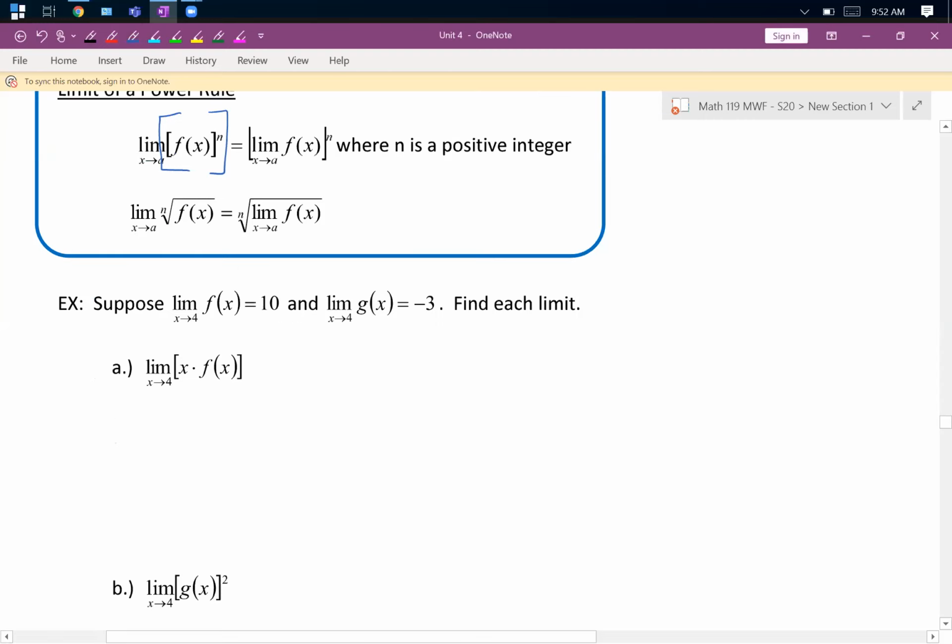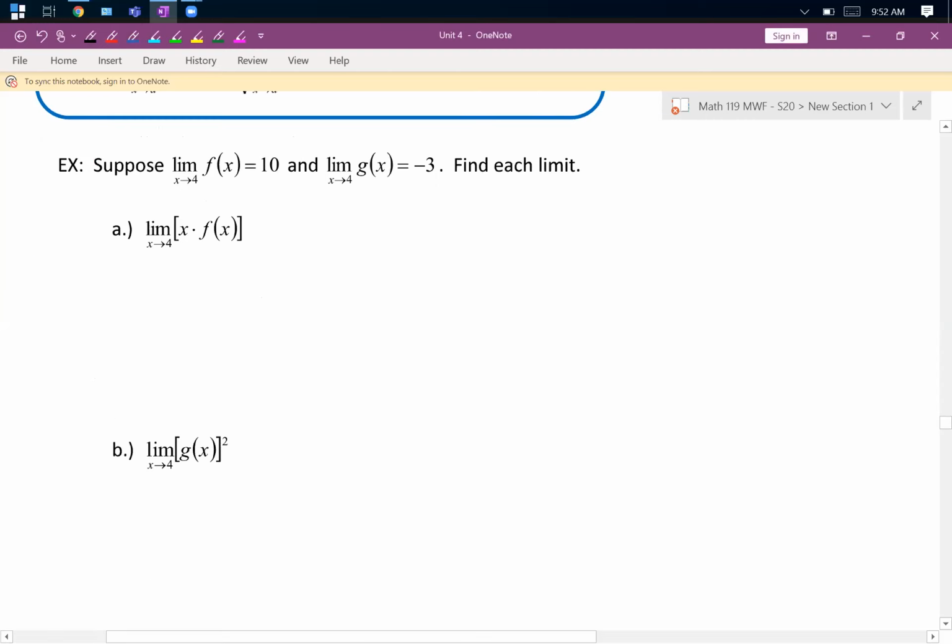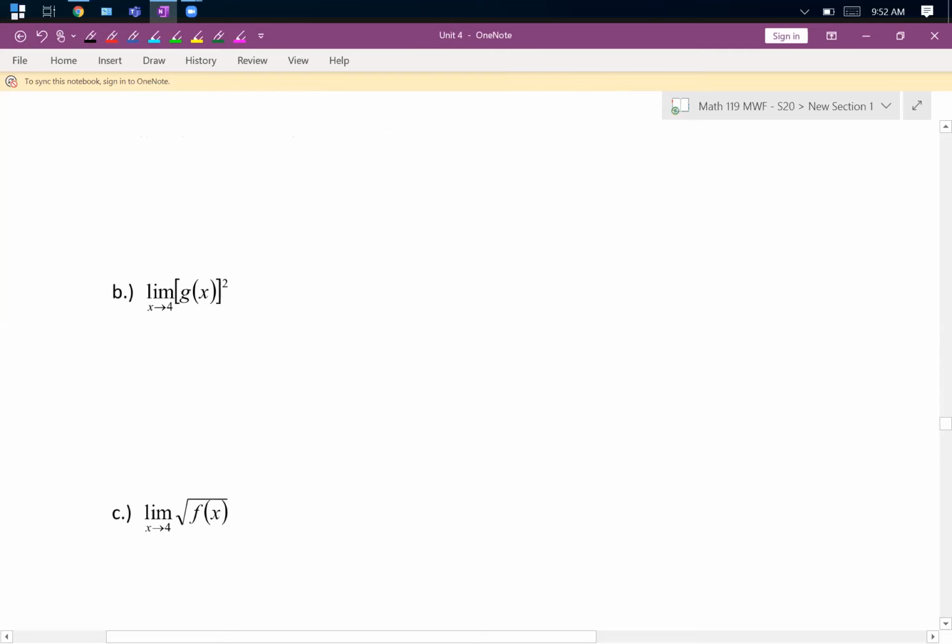So let's suppose that the limit as x approaches 4 of f of x is 10, and the limit as x approaches 4 of g of x is -3. We want to find each of these limits, and there are 4 of them.